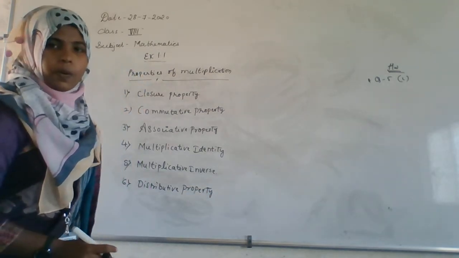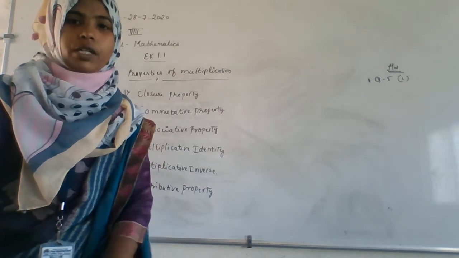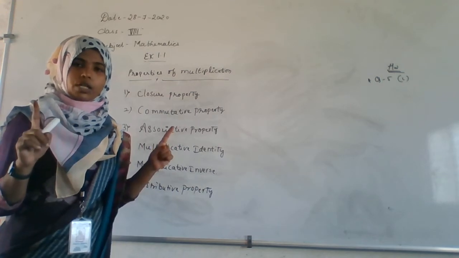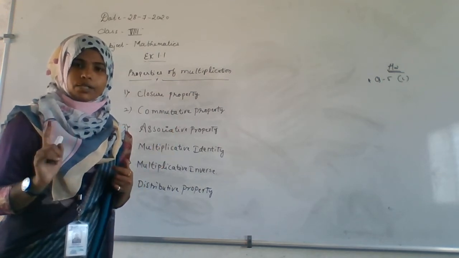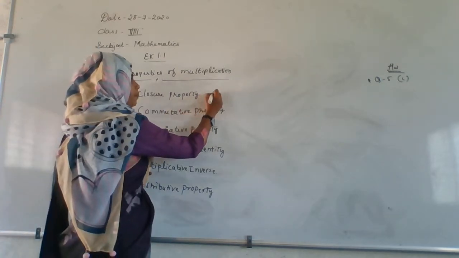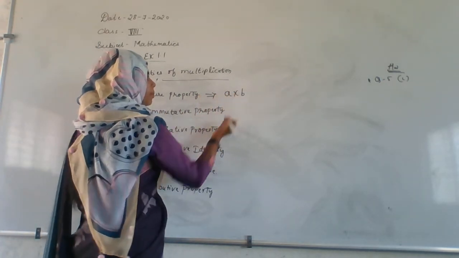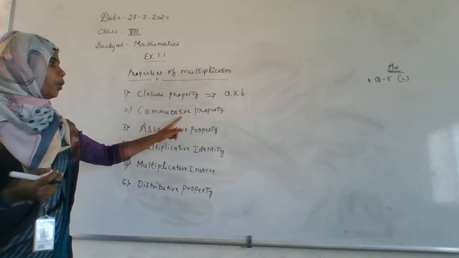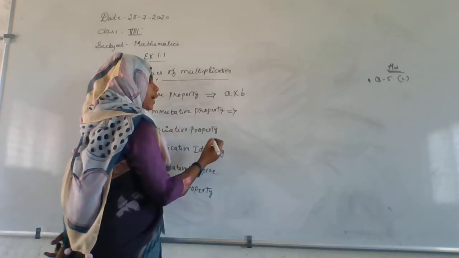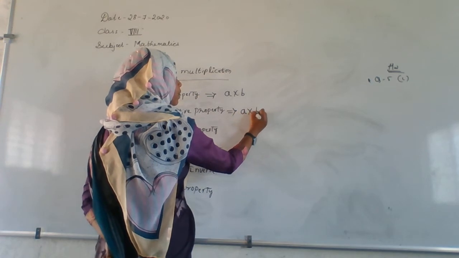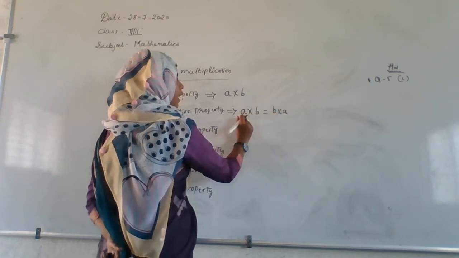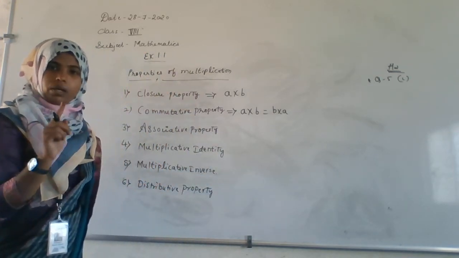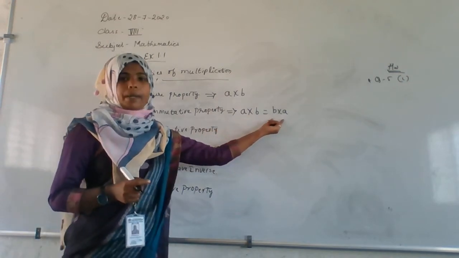In the closure property you have studied that two numbers can be multiplied. In addition you studied that two rational numbers can be added, giving one more rational number. The same way, in the closure property for multiplication, multiplying any two rational numbers gives one more rational number, that is A into B. In the commutative property, you multiply in the other order: A into B equals B into A, just as for addition you have already done A plus B equals B plus A.